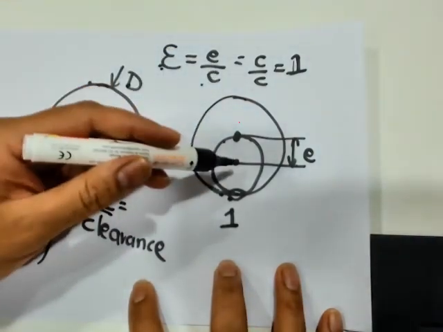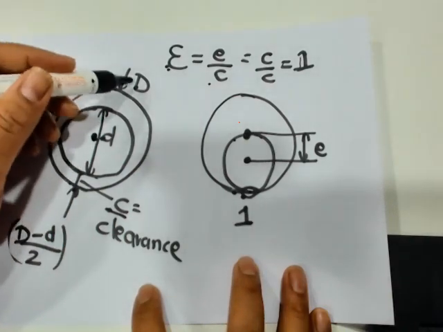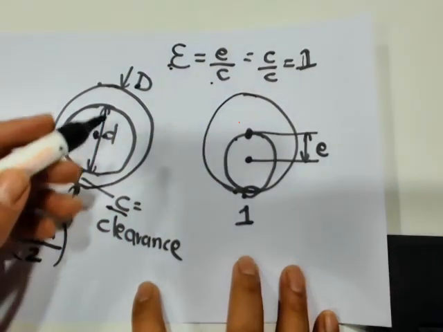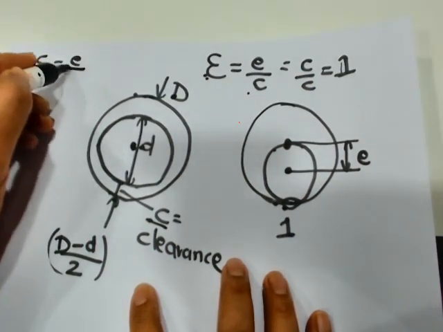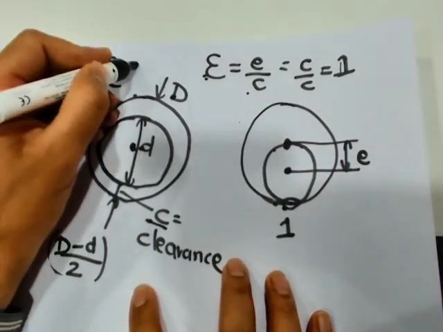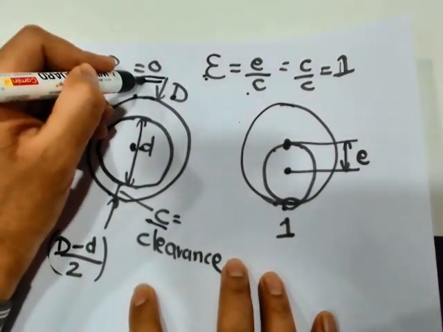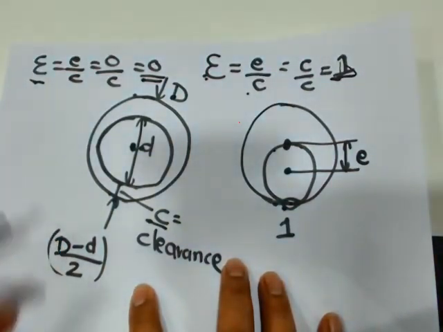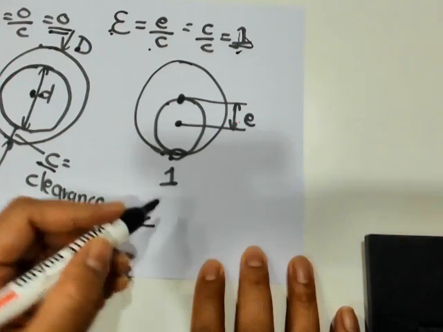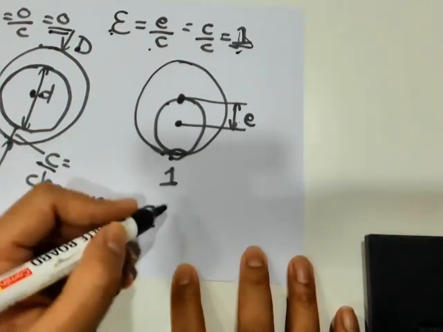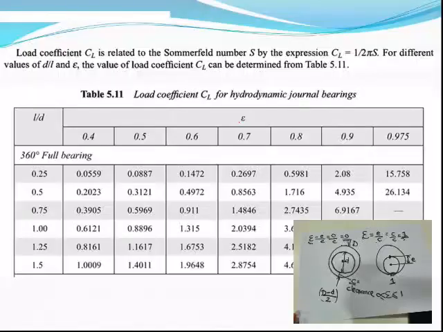On the other hand, if the bearing was totally in the centric position, then the eccentricity would be 0. Why? Because the centers of the journal and the sleeve are coincident. If you apply the formula, the eccentricity ratio epsilon is equal to E by C, which is equal to 0 by C, which is equal to 0. So here we can see the eccentricity ratio varies from a minimal value of 0 to a maximum value of 1. When the bearing is in the operational condition, the eccentricity ratio occurs between 0 and 1. So we can say the eccentricity ratio is greater than or equal to 0 and less than or equal to 1. That is the limit of variation of eccentricity.